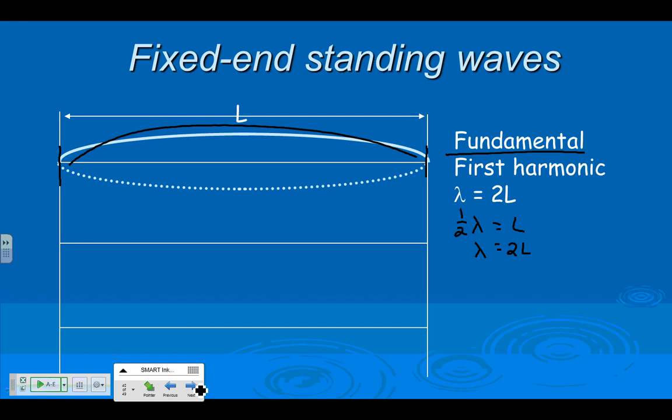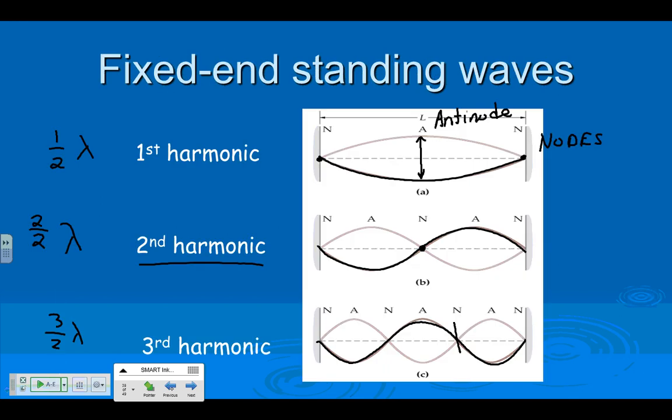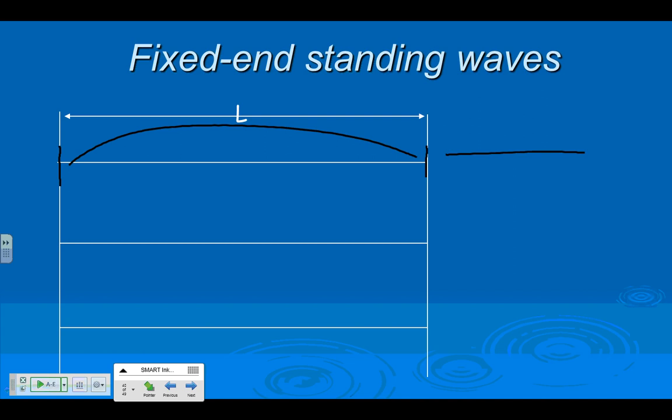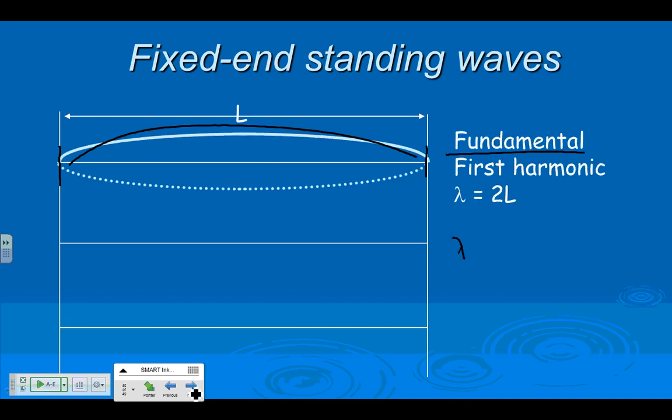For the second harmonic, try to do the math first. How many waves are in the second harmonic of a fixed string? Remember? One full wave is the second harmonic. So the second harmonic here, one wave, or 2/2, equals L. So the wavelength is L.